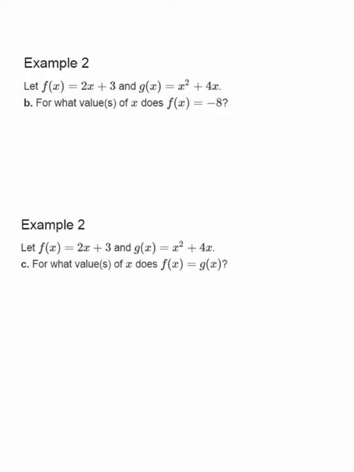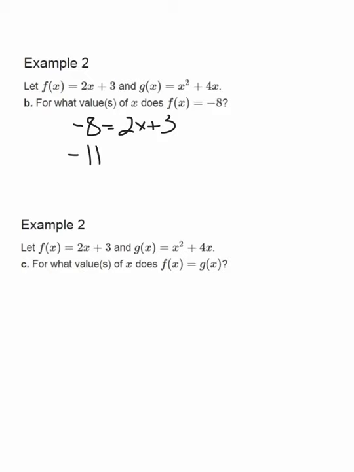Okay, so for our second example, we are going to let f of x equal 2x plus 3, g of x is x squared plus 4x, and it's asking for what values of x does f of x equal negative 8. So f of x, remember, is like your y value, and f of x in this case is equal to 2x plus 3, so we can actually just let negative 8 be equal to 2x plus 3. And now it just becomes a linear equation that we can solve easily. So we're just going to bring the 3 to the other side.